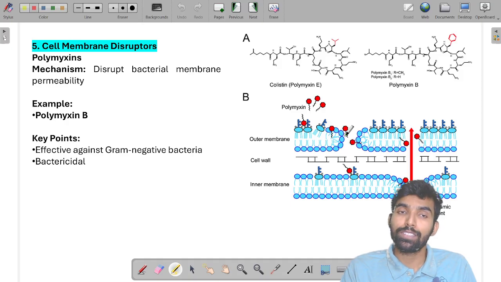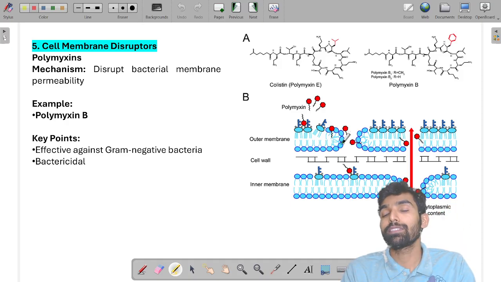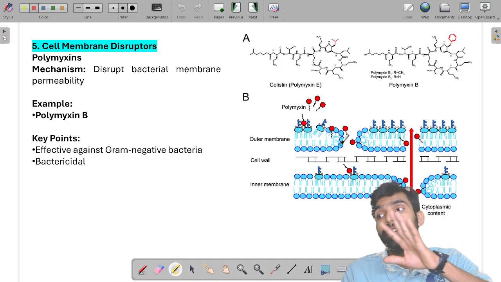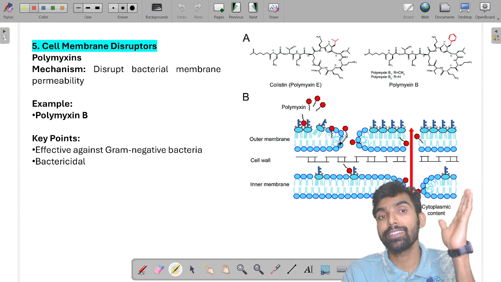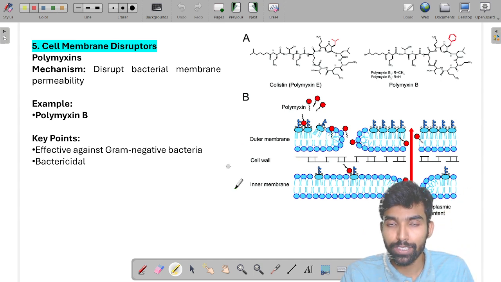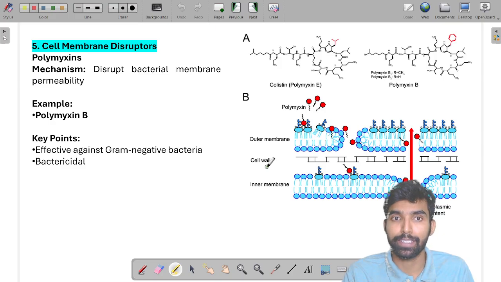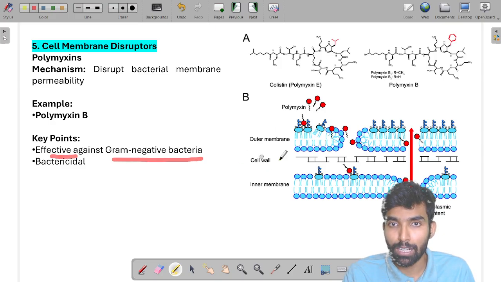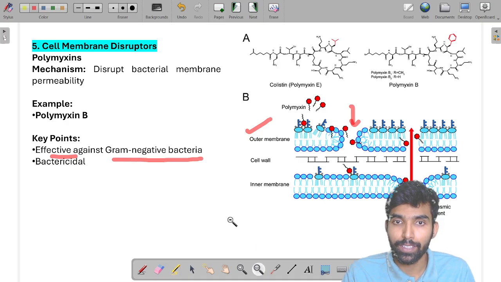Okay, so this one is the cell membrane disruption. First one was the cell wall synthesis inhibition, and this is cell membrane disruption. Those are different things, right? So if you think about the gram-negative bacteria, they are affected. Gram-negative bacteria have one outer membrane. If they have some outer membrane, what will happen? The molecule will come.